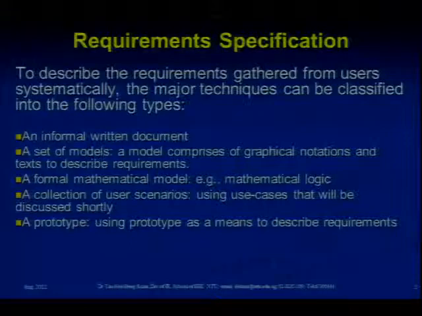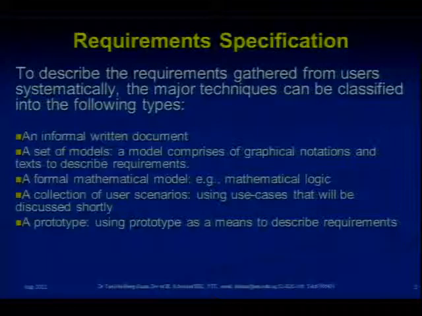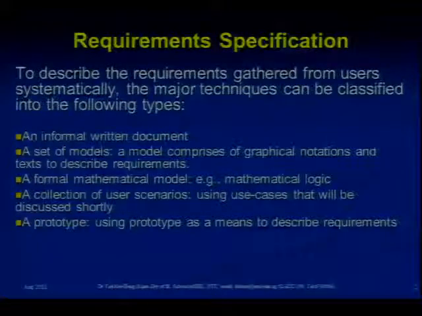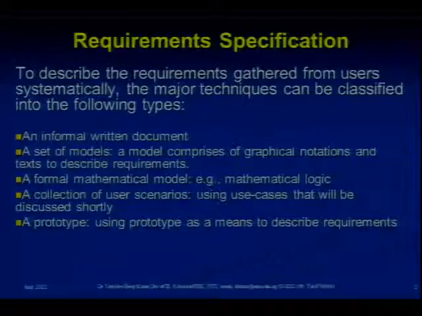And we can also use a prototype to describe requirements. Remember that when we discussed the prototyping model in Unit 1, we said that the objective of prototyping is to clarify requirements from the user. So every time we develop a prototype, we let the user check and see whether the prototype suits their needs, can achieve their needs. So we will iterate again and again until the prototype can achieve the needs of the user.